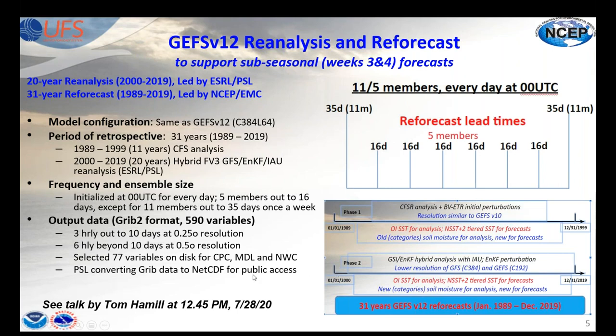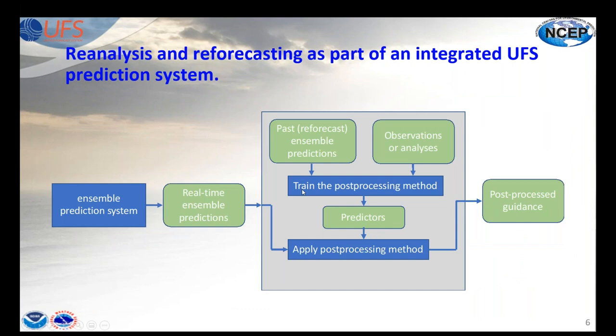There is a lot of data produced in this, and it's made available in different formats and different resolutions. I'll have a slide to describe that as well. So UFS must contain the reanalysis and reforecasting as part of the integrated forecast system. The ensemble prediction system provides the real-time ensemble predictions.